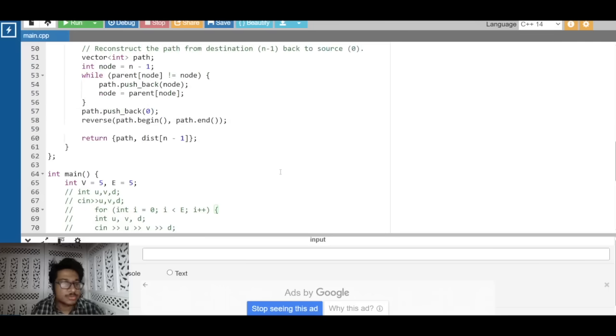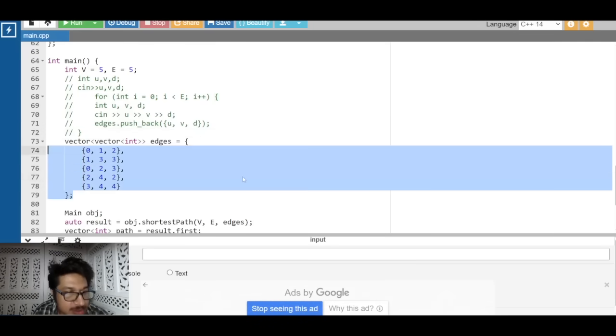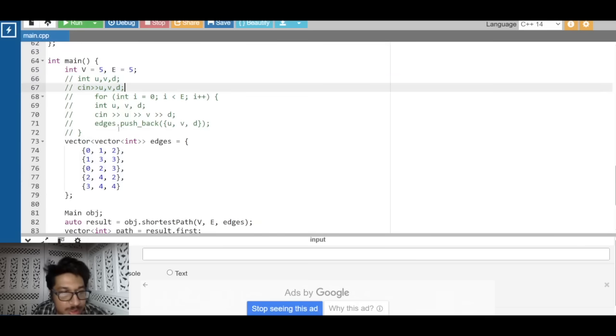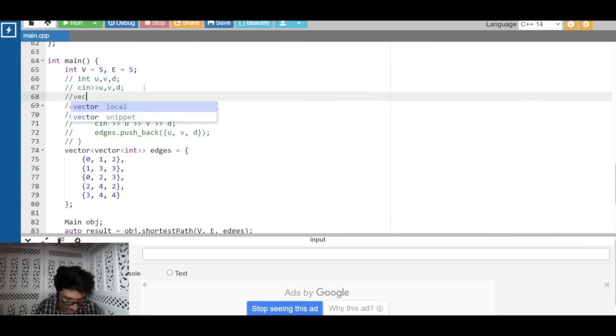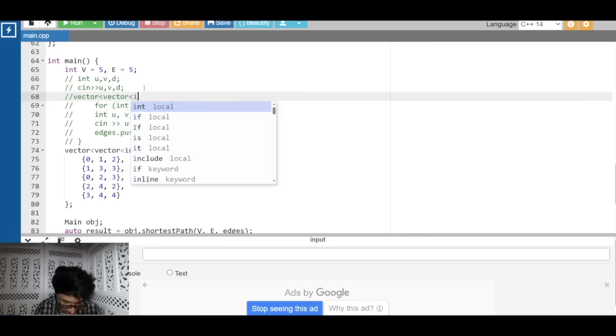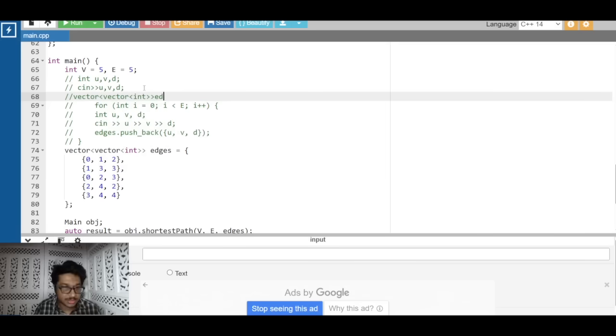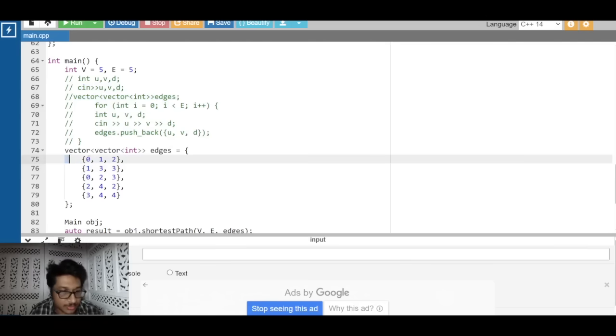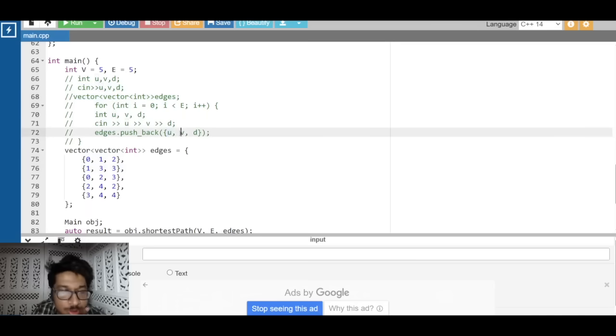So you can do something like this. What you do is U, V, and D, you input it, and then you put it into your edges vector. This edges vector is a vector of vector, whatever is given to you. Vector of edges like this. I'll come to the Java implementation as well. But it's just vector of vector, and you put everything in this form, UVD. From node to node and distance.